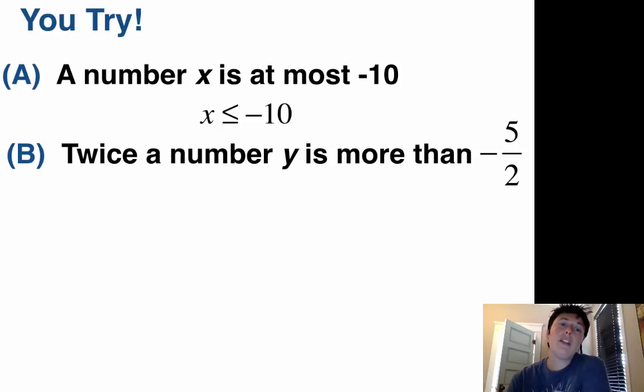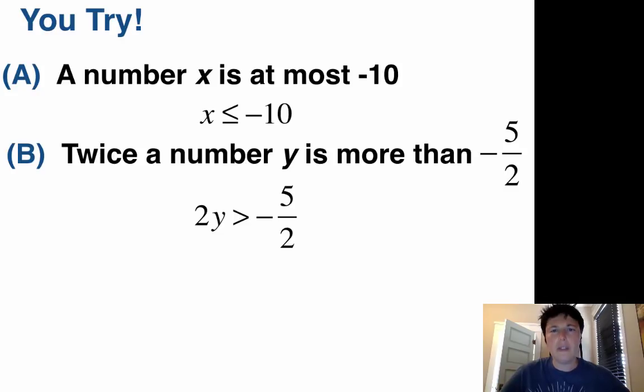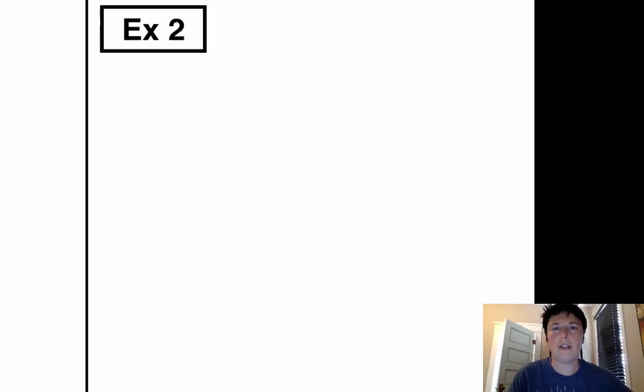And then for part B, twice a number. Twice, what does twice mean to do? It means to double something, to times it by 2. So twice a number Y is more than negative 5 halves. So we're going to do 2 times Y, twice Y, is greater than negative 5 halves. And there's our translation. I'm hoping that's what you got too. If you didn't, look for your mistakes. See if you can figure out what you made a mistake on and how you can do that differently next time. It's always good to learn from our mistakes.